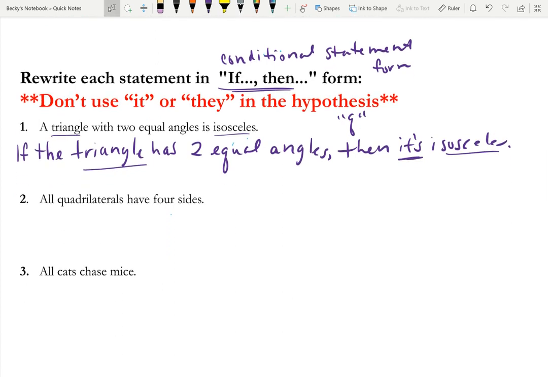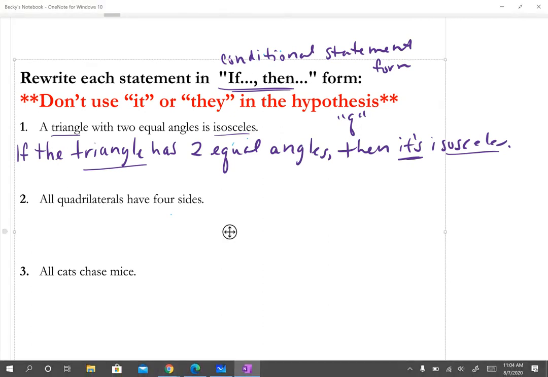All quadrilaterals have four sides, and a quadrilateral is like a rectangle, square, rhombus, trapezoid. They all have four sides. That's true. And you can't say if it is a quadrilateral, who is it? So we need to say it is the polygon, it is the shape, it is the object. We have to put some word in there to help describe it.